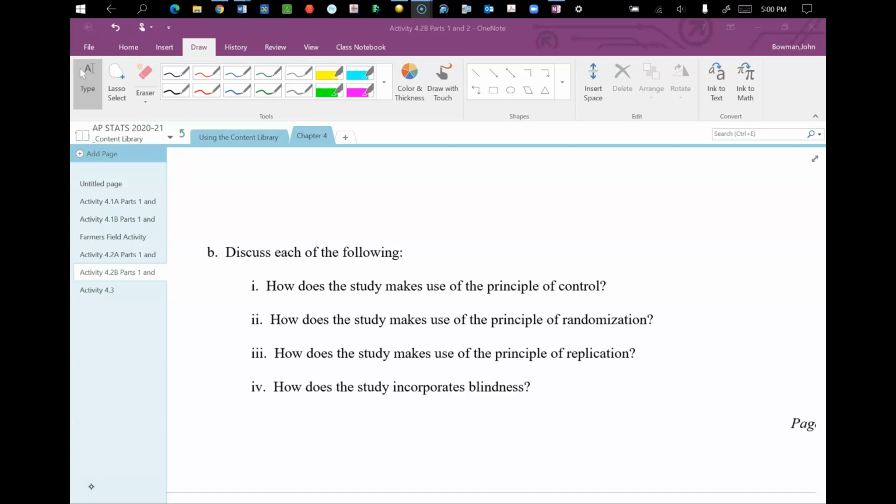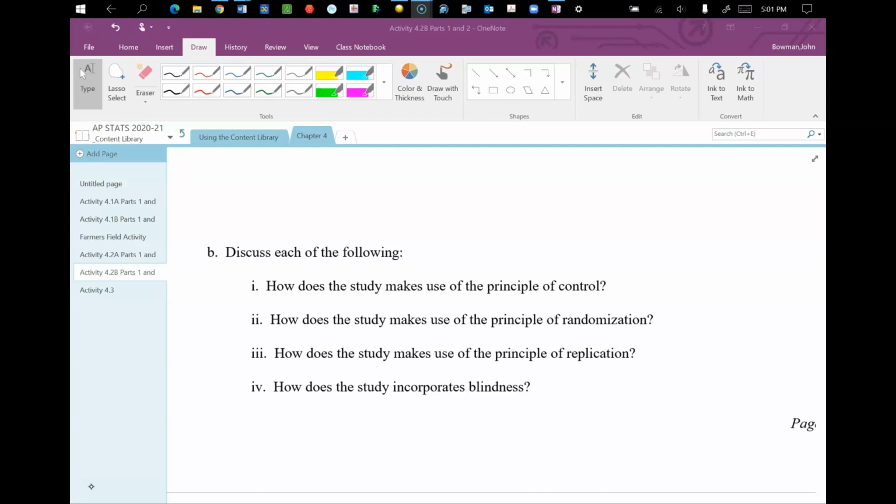How does the study make use of the principle of replication? Replication refers to experimental units. In this case, the experimental units, the smallest unit to which the treatments can be applied, are the individual mothers. So each treatment group had a significant number of mothers. 164 were in the AZT group and 160 were in the control group that received the placebo. So this experiment was performed on many experimental units, therefore we have replication.